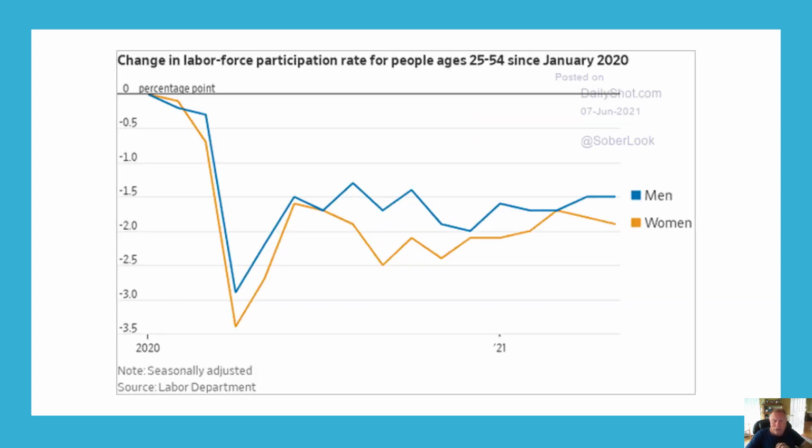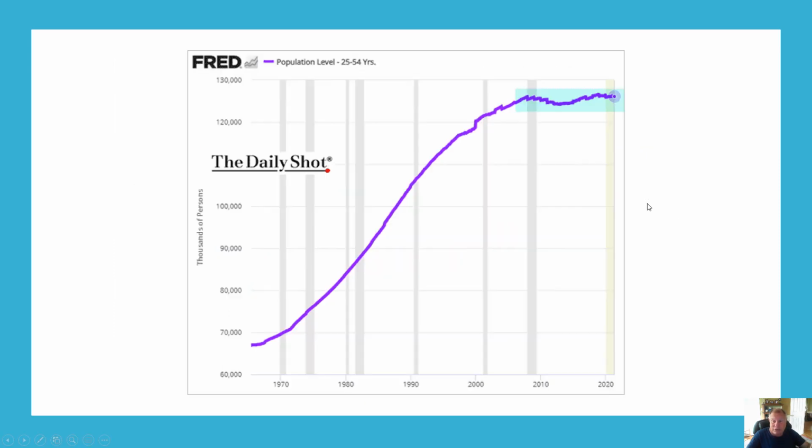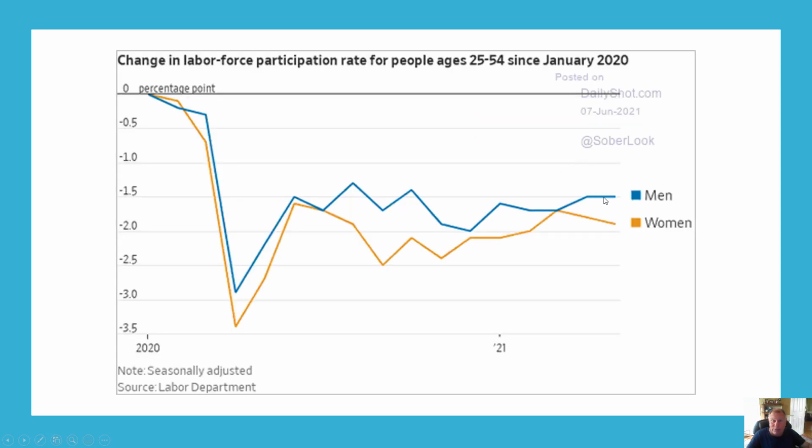And if you look at the change in labor force participation rate for people 25 to 54 since January 2020, you can see that more women left the workforce and men left the workforce. But we're looking at, this goes from the start of the pandemic. At the low, it was down 3.5, but we're still down a lot of people. So if we're down a lot of people and this number is flat in total and the participation rate goes down, that means there's fewer workers available.